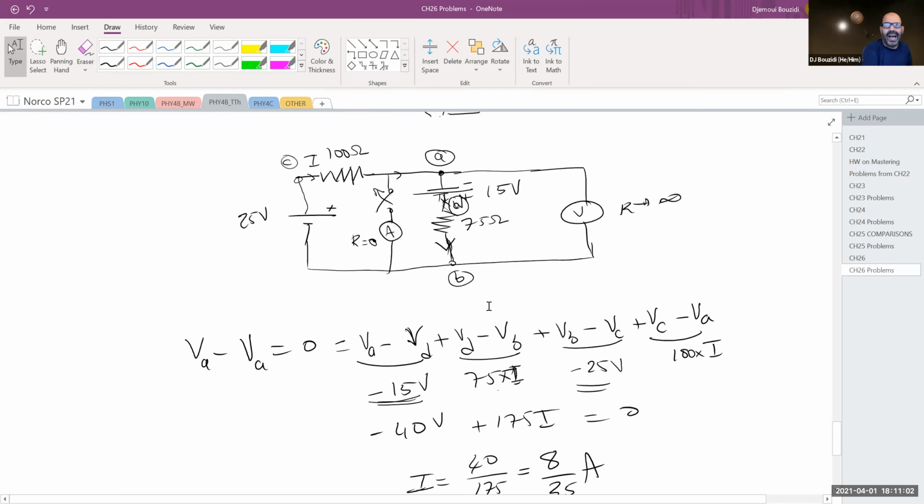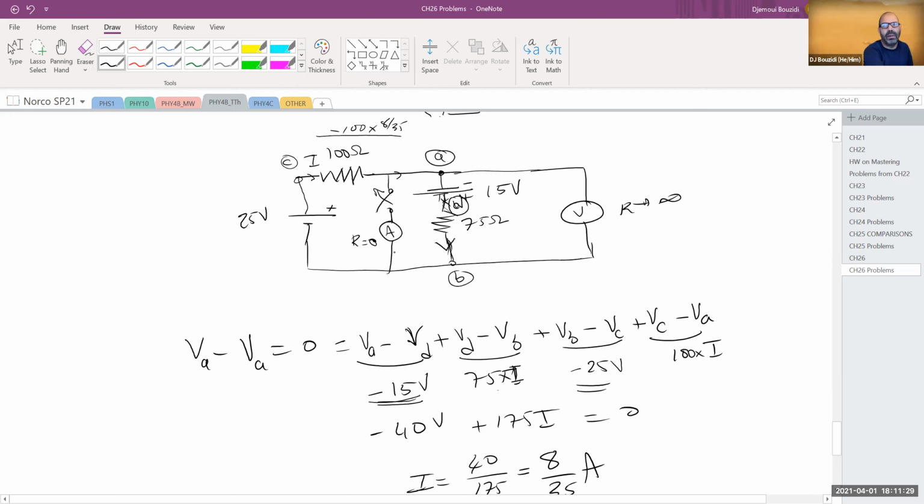So let's see. Now I'm going from VA to VB against the current. So it's going to be negative 100 times the current, whatever that current is, which is 8 over 35. But then I'm going from positive to negative now, so it's going to be plus 25. I'm actually dropping from VC to VD.